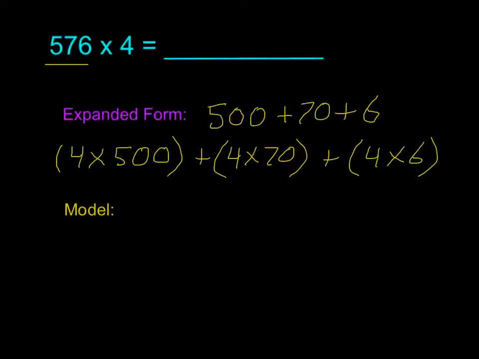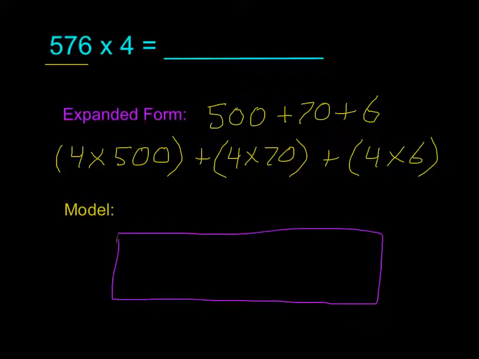Now I'm also going to draw a model to solve this. And my model is going to be an area model. It's just a rectangle. There we go. And I'm going to divide it into 3 sections. And the reason I choose 3 sections is because I have 3 different values here. We have 500, 70, and 6.